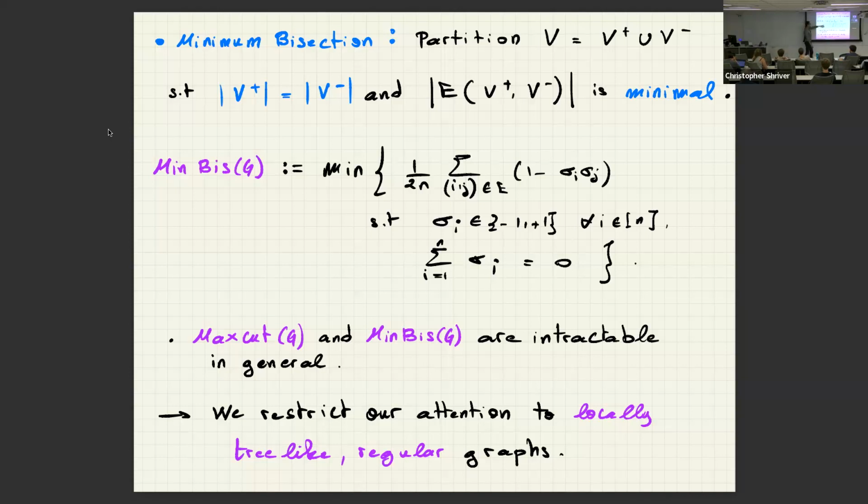So the minimum bisection can be written also as this explicit combinatorial optimization problem: minimize the Laplacian such that the sum of the spins is 0. Of course, these problems are intractable in general. This one is NP-hard to decide whether a solution exists, to find an actual solution. But here I'm going to restrict my attention to a special class of graphs, which have been mentioned many times in this meeting, so locally-treelike regular graphs, and we can see what we can do on those graphs.